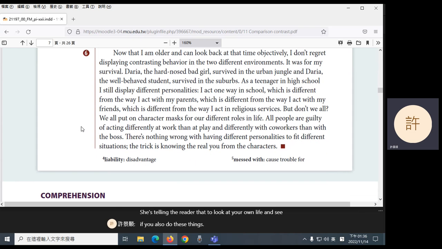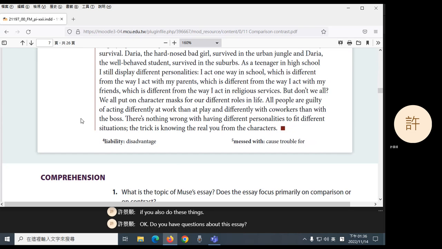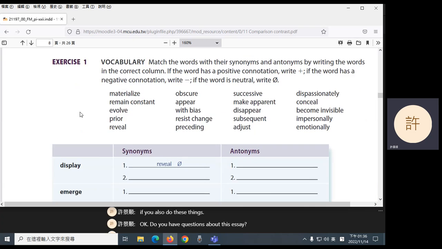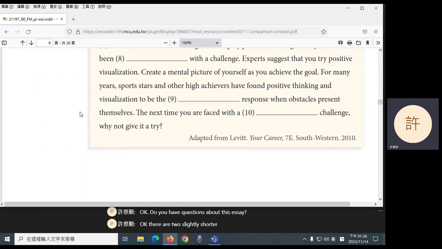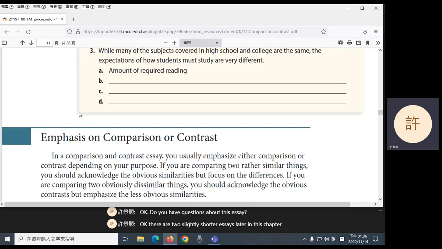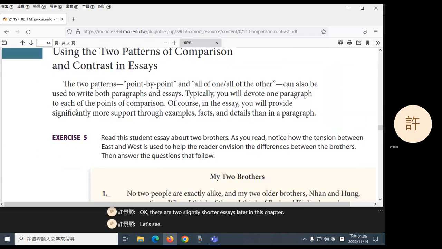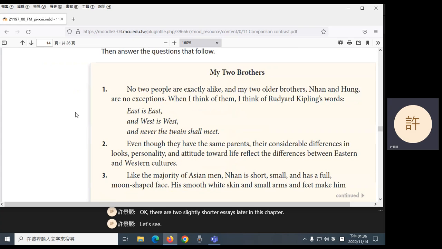Okay, do you have questions about this essay? Okay, there are two slightly shorter essays later in this chapter. Let's see. Okay, this one, My Two Brothers. Let's take a short break, and when we come back, we'll look at this essay.